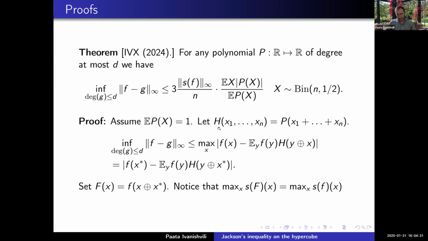We can divide a polynomial by a constant. Now let's consider the following function, the hypercube h(x1, ..., xn). It's our polynomial, but at the point x1 plus ... plus xn.